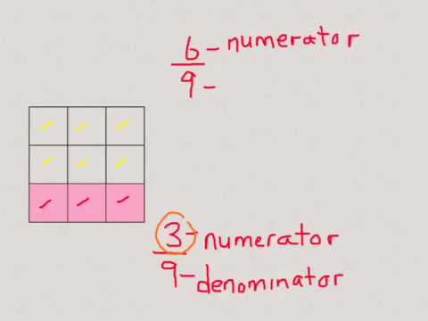While 9 is the denominator. Alright? Okay? So I hope you understand this. Now let's look at the very last example.